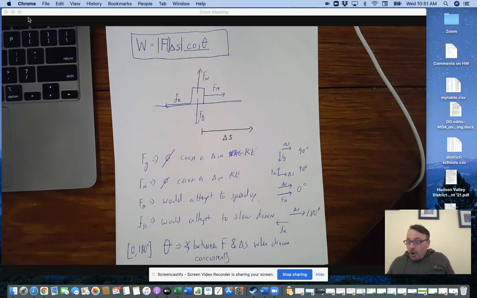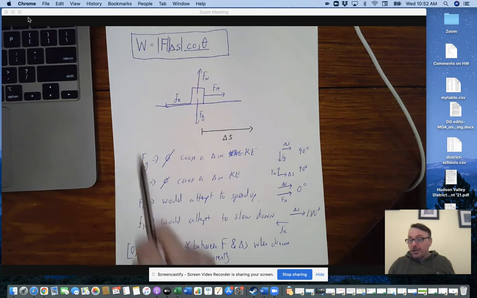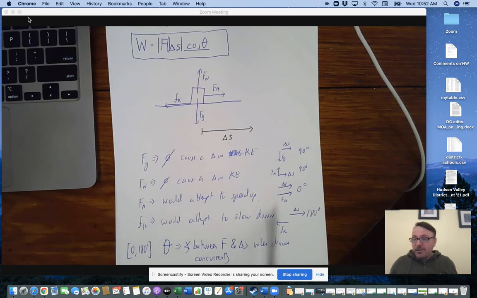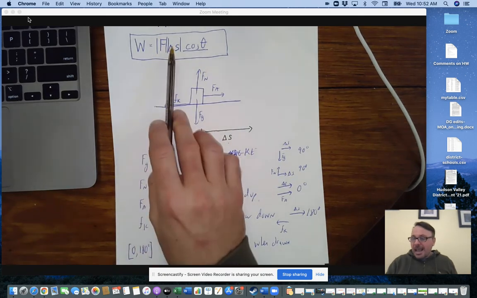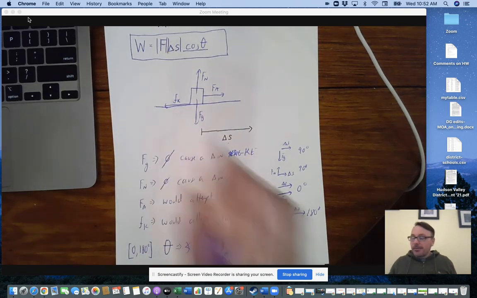The net work, that's going to be the new term, can be found by finding the works of all the individual forces and then just adding them up, because work is a scalar. I don't care about the direction of the forces anymore because I've taken the directionality of the forces and I've turned it into a scalar using this concept.